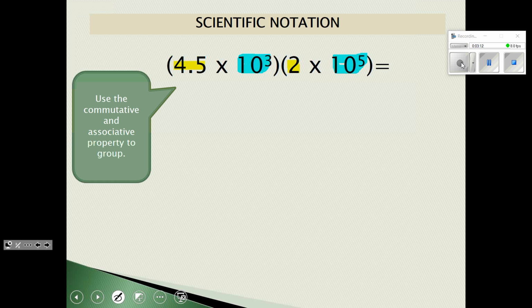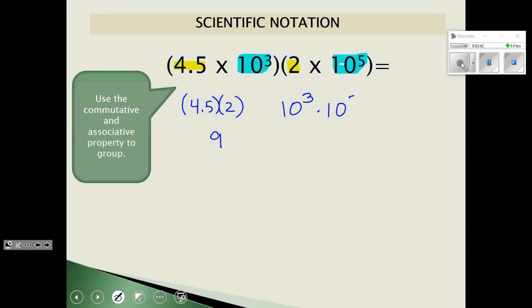This works with scientific notation as well. You can tell with the highlighting up here that we're going to use the commutative property to regroup. We can multiply the 4 and a half, or 4 and 5/10, times the 2. We can group them together and multiply them. Of course, we know that 4 and a half times 2 is 9. And then with our power of 10, we have 10 to the 3rd times 10 to the 5th. I'm just using the commutative property here. We just learned that when we have the same base, we add the exponents. So that would simply be times 10 to the 8th power, because we did 3 plus 5.